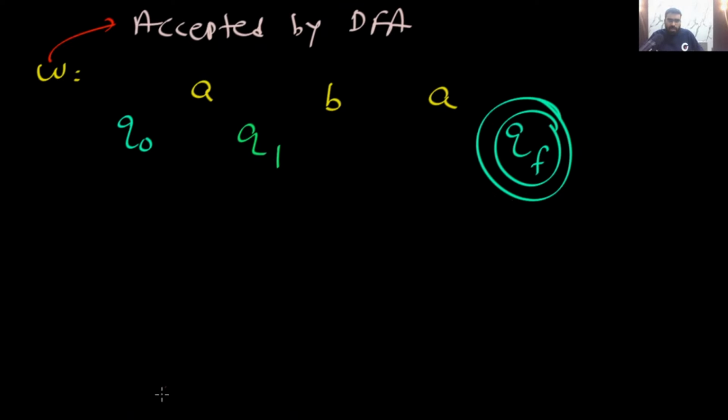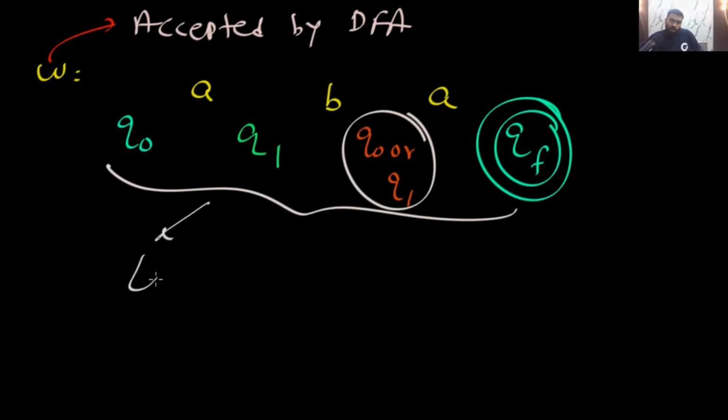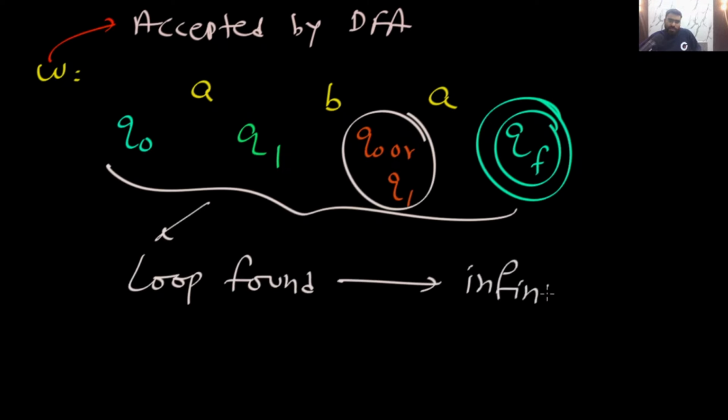Okay. Now you tell me one thing. If I use Q0 or Q1 here, then will I get a loop if I do this? Yes, again I will get a loop. Again loop found, and loop found means again infinite language. But I want to make sure I don't get an infinite language. So I cannot do this either.